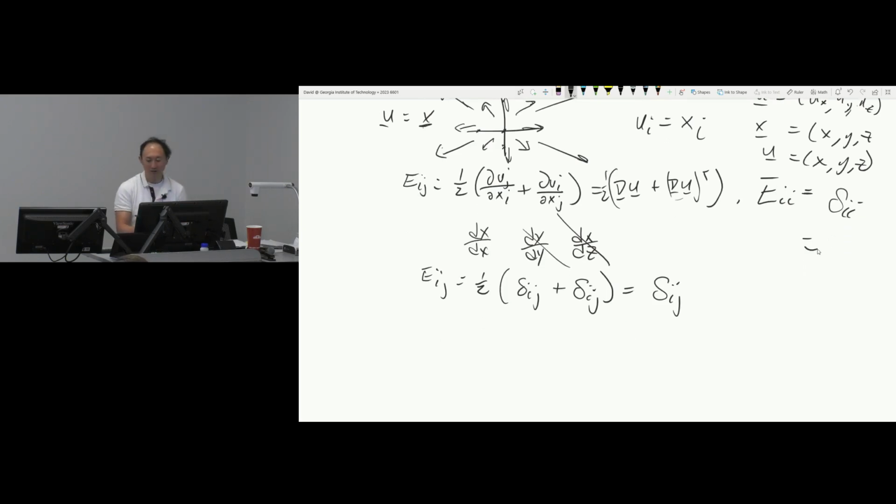Okay, what do we find from homework 1, problem 1? What's delta ii? 3. Because there's basically an imaginary summation symbol across all the i's, i equals 1 to 3. Right? And then that's going to give you 1 plus 1 plus 1, which is 3. All right.